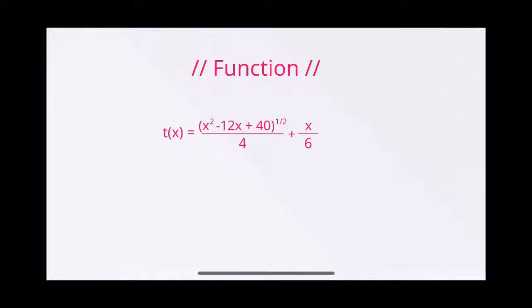From there, we could immediately begin plugging in the numbers. The square root of x squared minus 12x plus 40, which is then divided by 4 miles per hour. We then added x miles divided by 6 miles per hour to get our function for t of x.